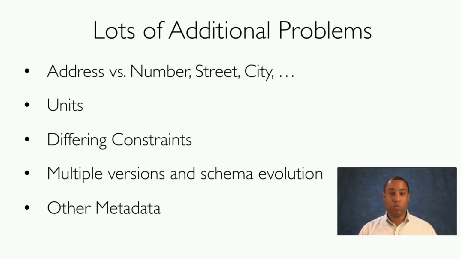But there are lots of additional problems that we can run into during the integration process. Are things stored as addresses or as number, street, and city? What are the units that are used? And how do we deal with merging together two data sets that have different units or differing constraints, both static and dynamic? Or how do we deal with the fact that there may be multiple versions that we're trying to combine, or a schema that may have changed over time, or dealing with other metadata in addition to the data that we're trying to merge? All of these are issues that we have to worry about.